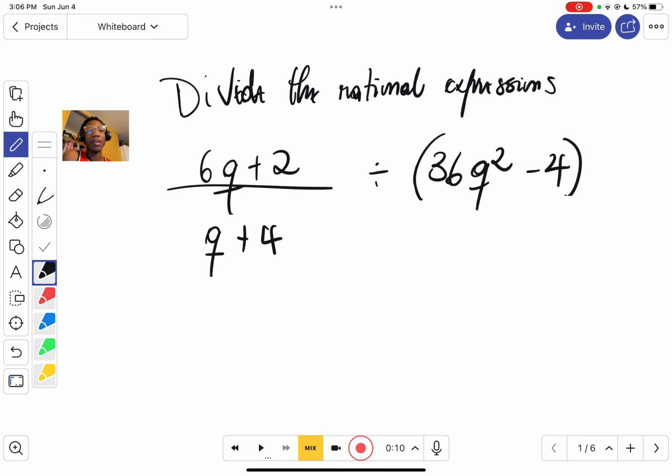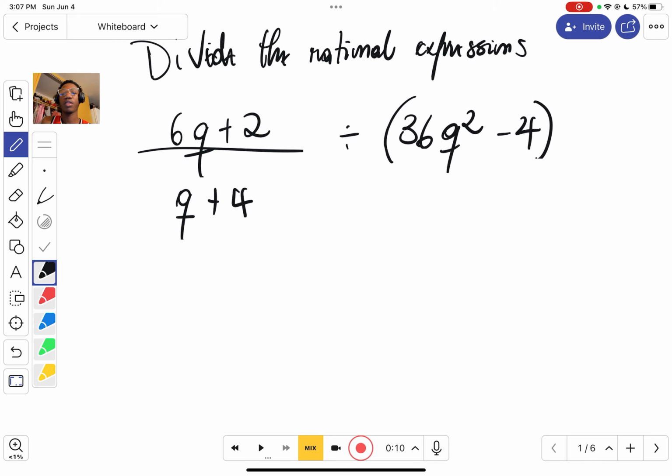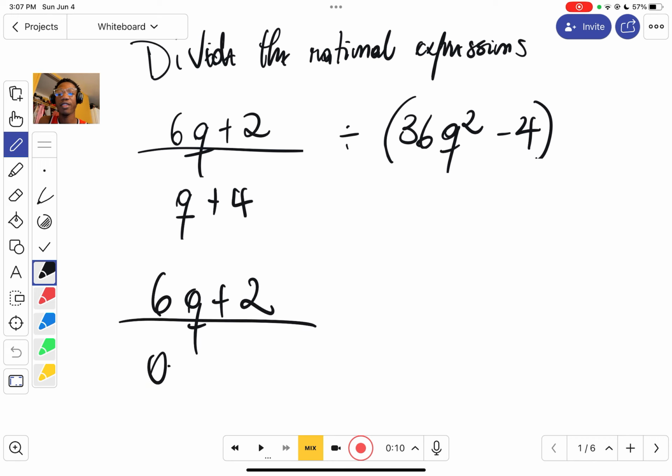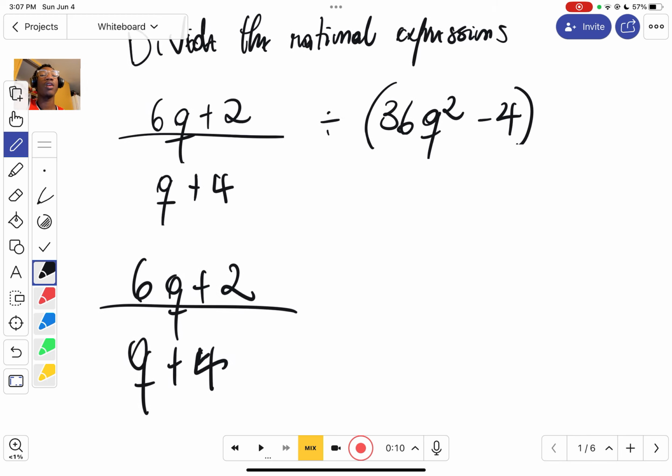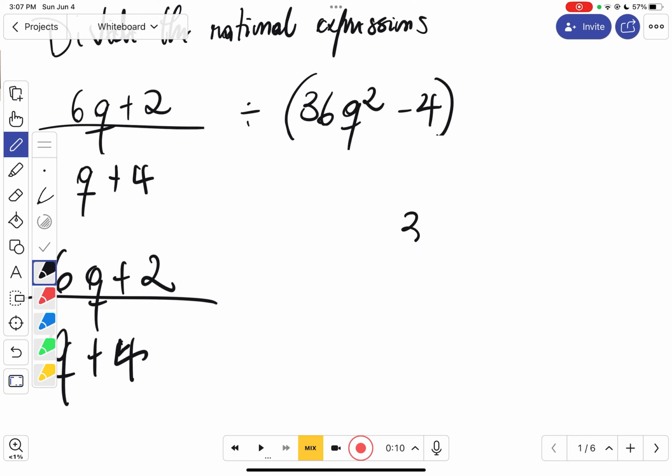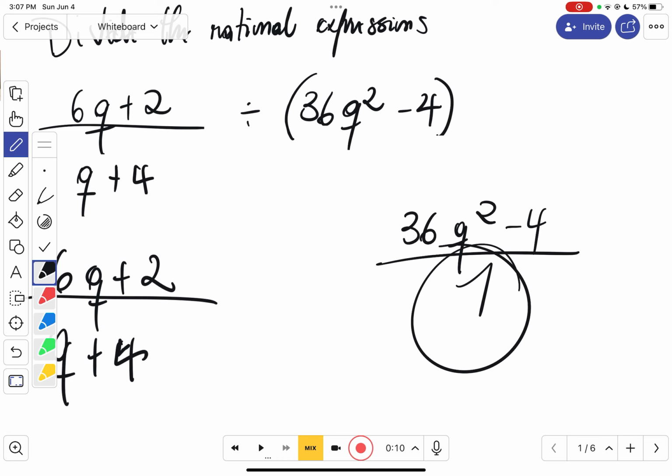expression that we have. It's not because we have 36q squared minus 4 that it doesn't have an inverse. It does have an inverse, and that's what we're going to do right now. Find the inverse so that we can multiply, then factorize and cancel the terms that can be canceled out. We start by putting the 6q plus 2 over q plus 4, even if we know how to factor it, we're not going to do it yet. 36q squared minus 4 is the same thing as 36q squared minus 4 over 1. So there is an invisible 1 at the bottom.